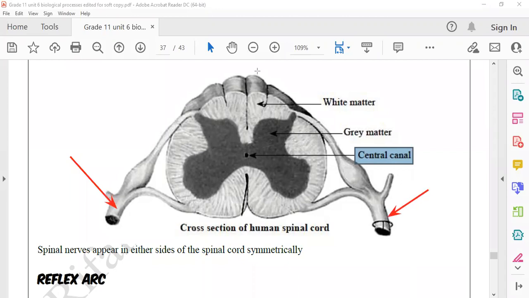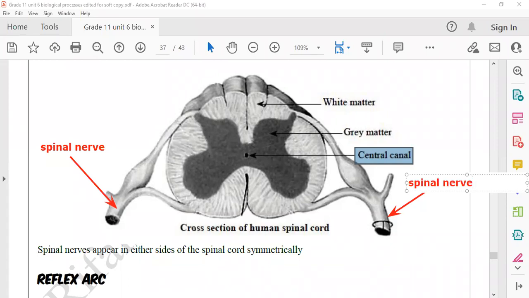So, here, what is this? And what is this? Both are? Think. What could it be? Medulla oblongata? No. Spinal nerves. This is the spinal nerve. This is another spinal nerve. So there are spinal nerves.